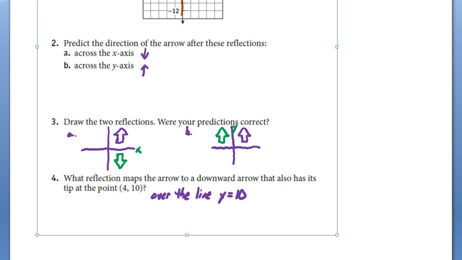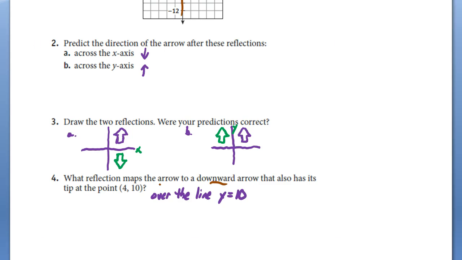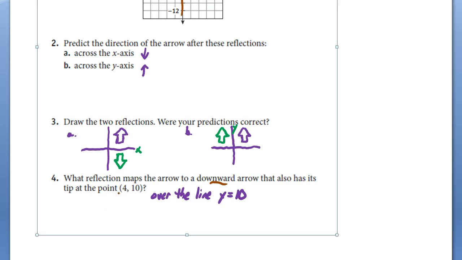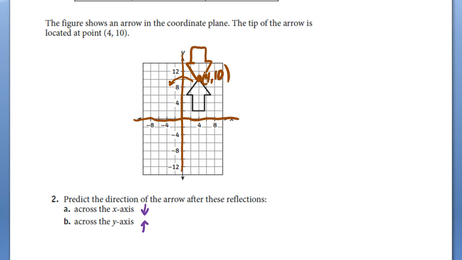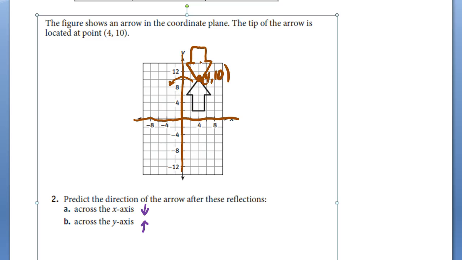Number 4, what reflection maps the arrow to a downward arrow that also has the tip at the point (4, 10)? So let me go back to the original picture. We want to have the tip of the arrow stay right there at (4, 10), but we want the arrow to point downward. We would need it to end up kind of like this. So how could we flip that so it looks like this?